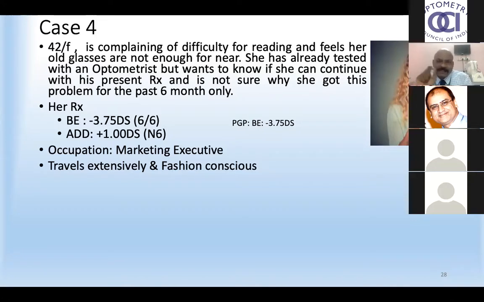Any answers pertaining to this: she has already tested with an optometrist but wants to know if she can continue with the present torics. So she has that particular doubt in her mind. All right. Any answers from that perspective?